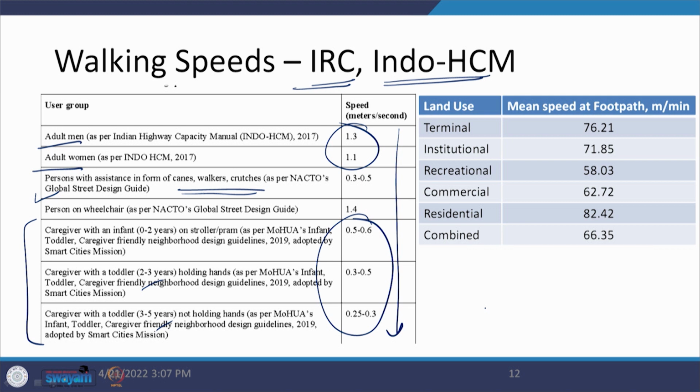And the values have also been defined for the different types of areas: residential, commercial, recreational or institutional. Here we find it is highest in the case of residential areas, and in the recreational area it is the lowest value, which is being defined in meters per minute. So, the two values which we have seen are shown as either meter per second or meter per minute. The environment in which the facility has been provided is also going to make a difference in the way the people are going to use it or walk on it.